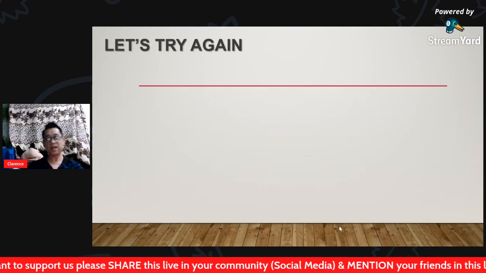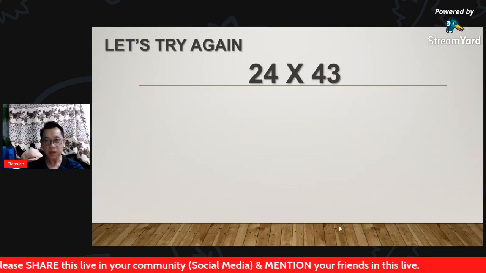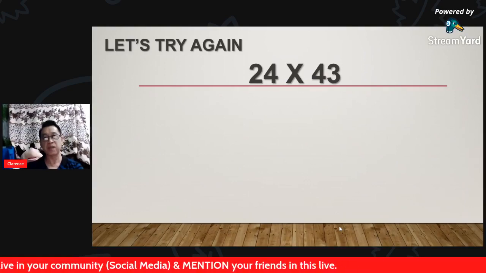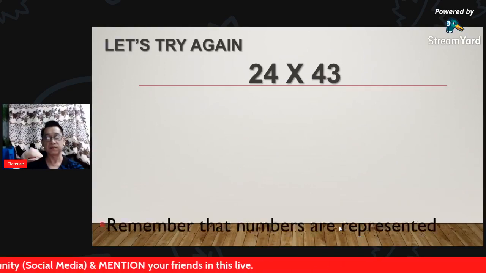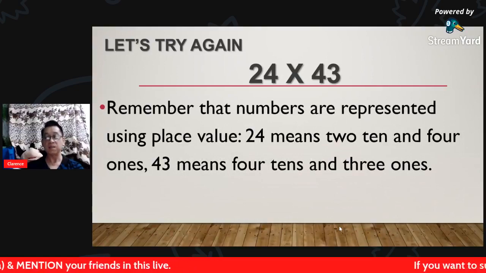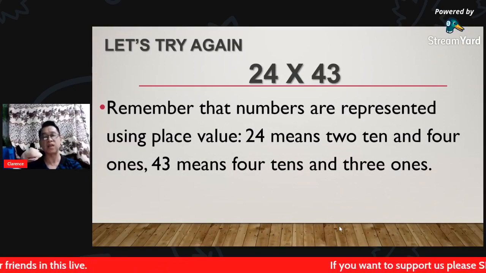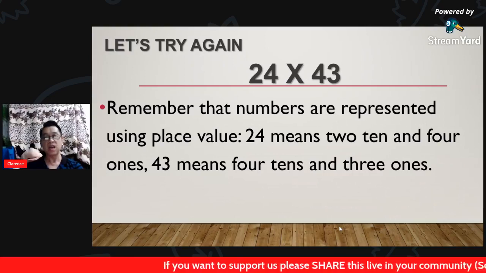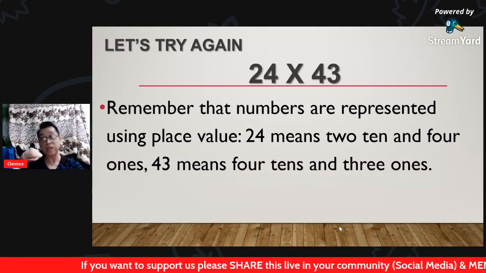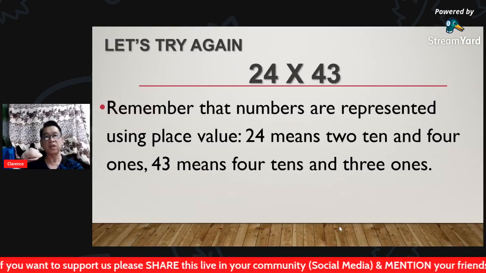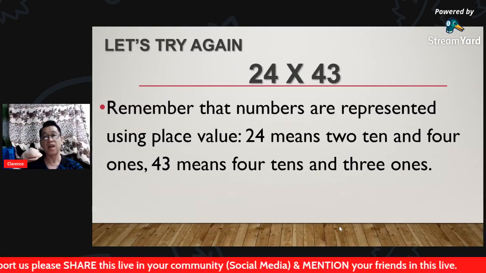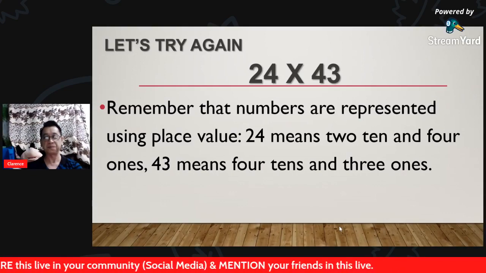Okay, let us try again another one. For instance, we have 24 times 43. Again, the numbers are represented using place value. 24 means 2 tens and 4 ones. 43 means 4 tens and 3 ones.